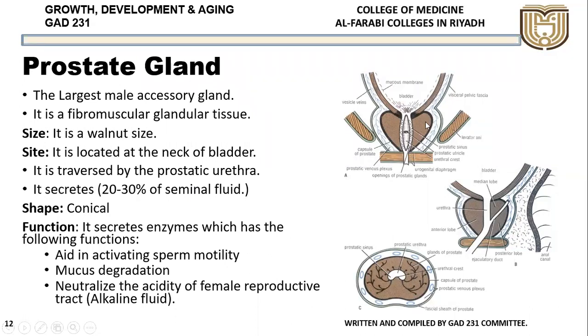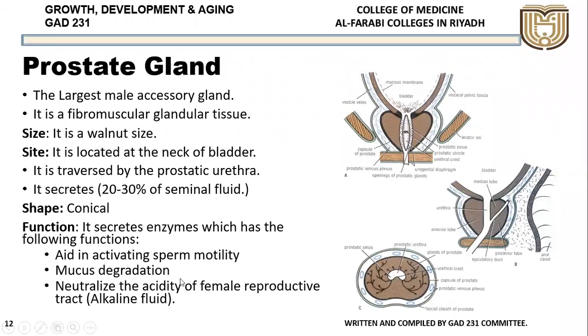As you can see here, it looks like a pyramid or a cone. Coming to the functions, it secretes enzymes which have the following functions. They aid in activating sperm motility, so the prostatic secretions are very important for the activation of the sperms. Then mucus degradation, so that all the mucus is removed and there can be fertility, as well as neutralizing the acidity of the female reproductive tract.